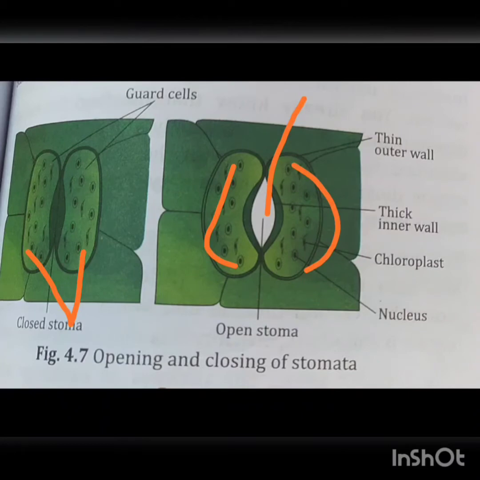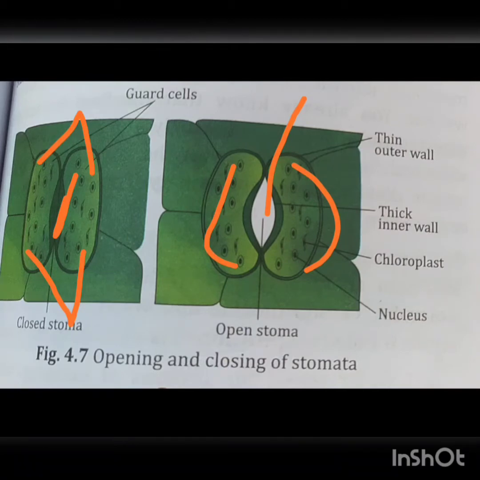This allows water vapor to escape from the leaves. When the guard cells lose water, they shrink and the stomata get closed. The main function of stomata is to take in carbon dioxide from the atmosphere for photosynthesis and release oxygen. The excess water in the plant also moves out through the stomata. The process of loss of water is called transpiration.